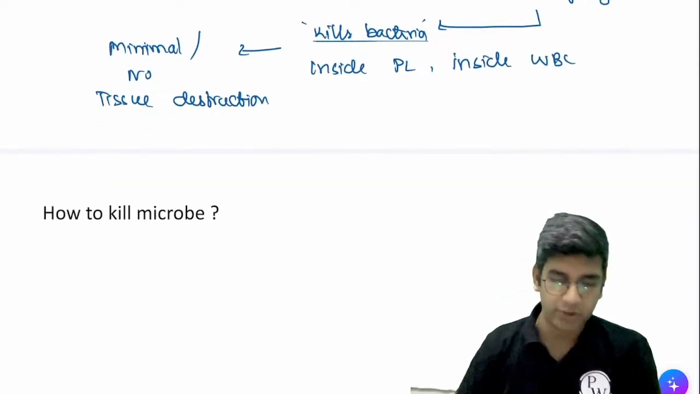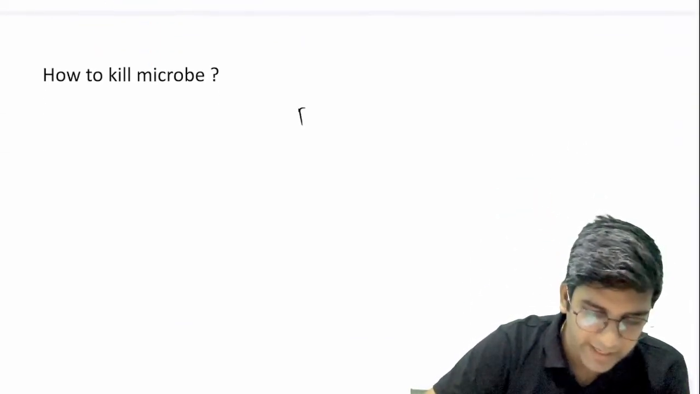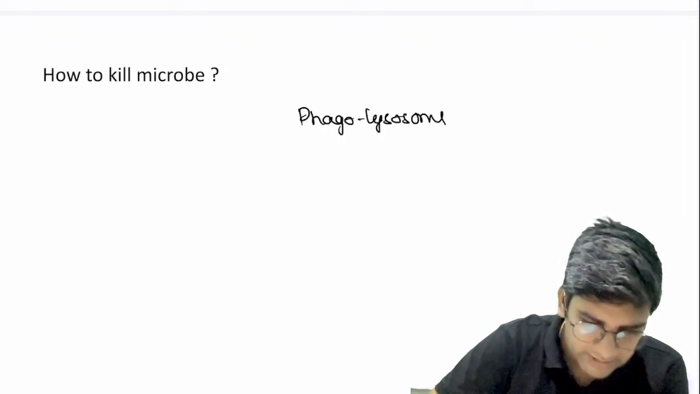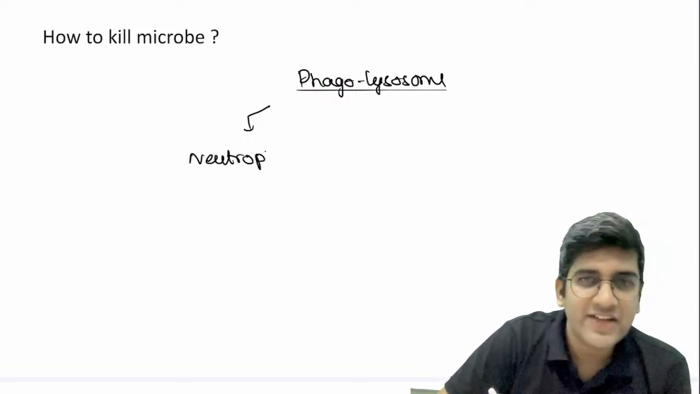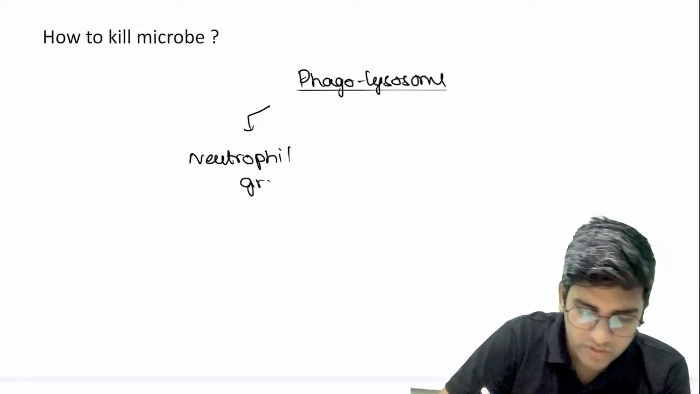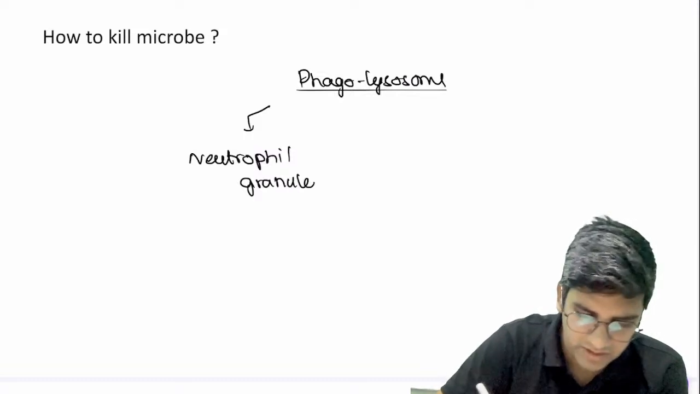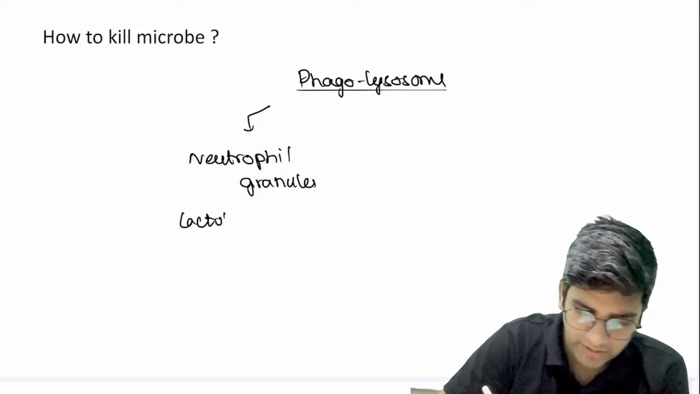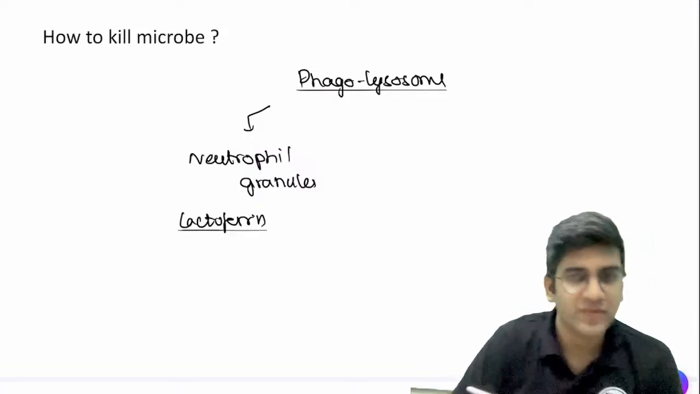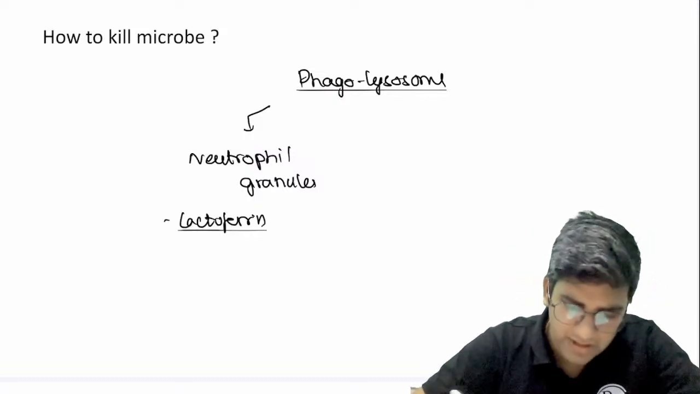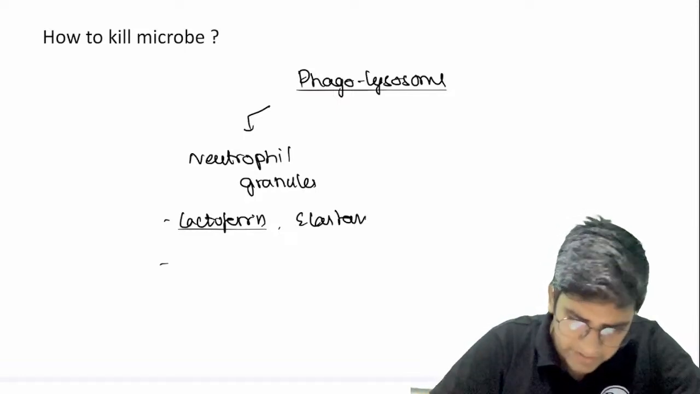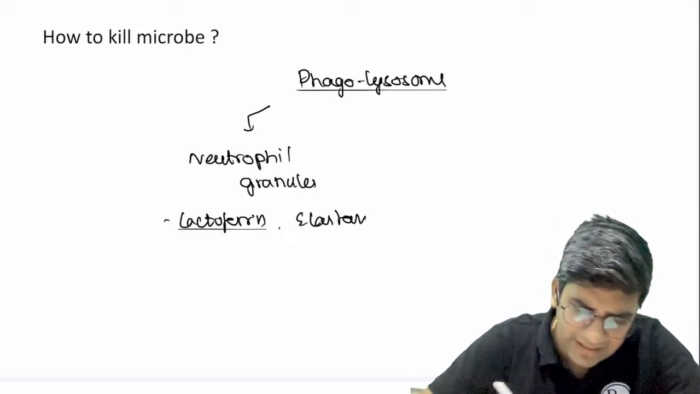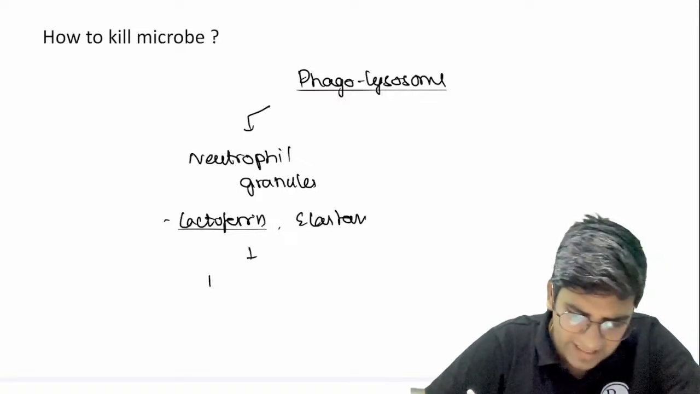Okay, let's see how to kill the microbe. I have two ways to kill the microbe. And again, all of this happens inside the phagolysosome complex. The first way is via the neutrophil granule contents. This is a very non-specific mechanism. The neutrophilic granules have a few substances called lactoferrin. These are antibiotic-like things, right? They'll try to destroy things, fine? I have a few enzymes, elastase, and phospholipases. There are a few granule contents. This will kill, but not very effectively.